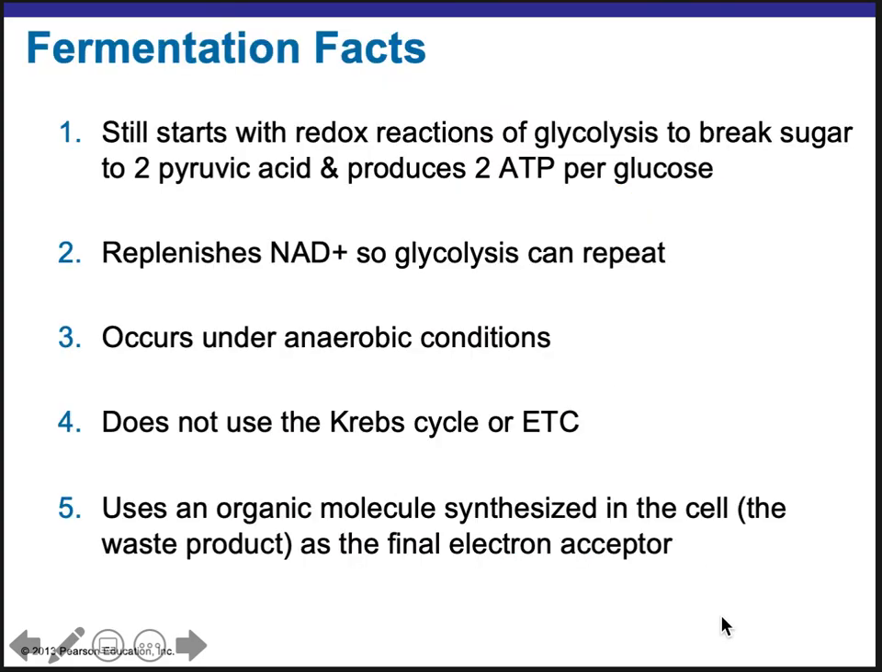And so here I've summarized the key facts for fermentation for you. All right, so you're still doing redox reactions. You're still doing glycolysis to break glucose into 2 pyruvic acid molecules, and you are still getting a net of 2 ATP per glucose. The key reason for doing fermentation is to replenish your NAD+ so that glycolysis can repeat. This is happening when you don't have oxygen, or for some bacteria that are very simple, they don't have any of the enzymes to do all the other pathways we've looked at. This is all that they have.